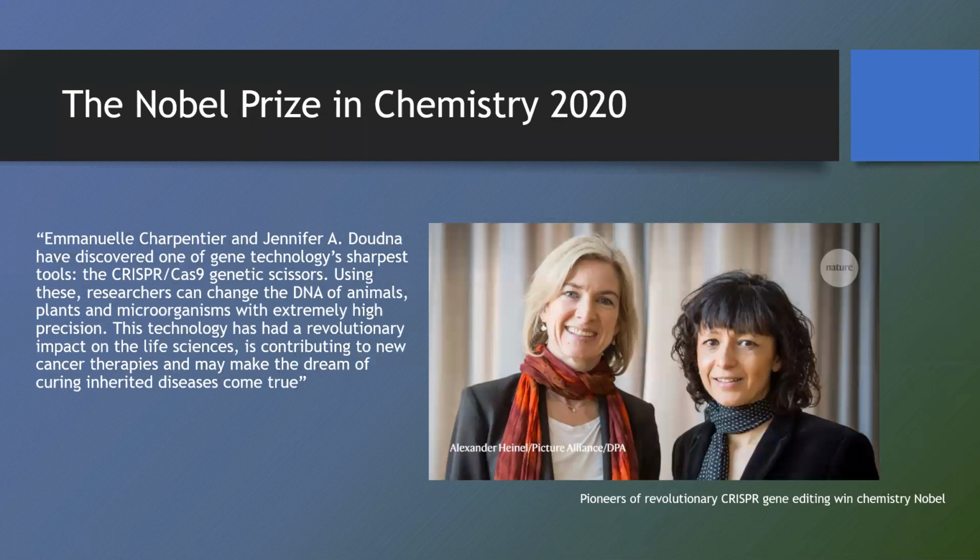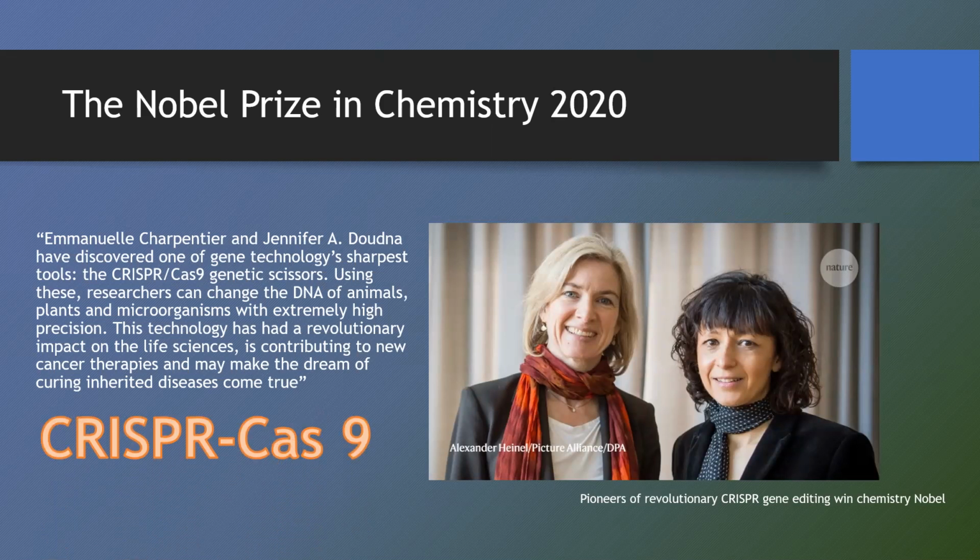Here we go. Last year, 2020, the Nobel Prize in Chemistry was awarded to these two fantastic women, Emmanuelle Charpentier and Jennifer Doudna. The Royal Swedish Academy of Sciences complimented their feat as having a revolutionary impact on the life sciences, contributing to new cancer therapies, and possibly making the dream of curing inherited disease come true. Indeed, the discovery of CRISPR-Cas9 is fascinating, and it has boosted the development of a method for genome editing.